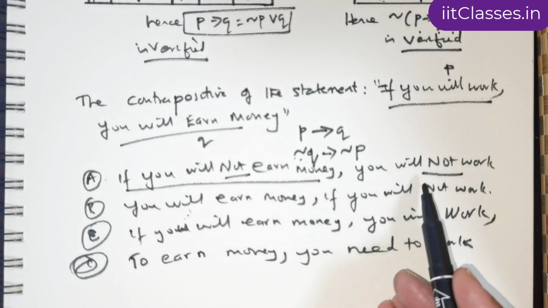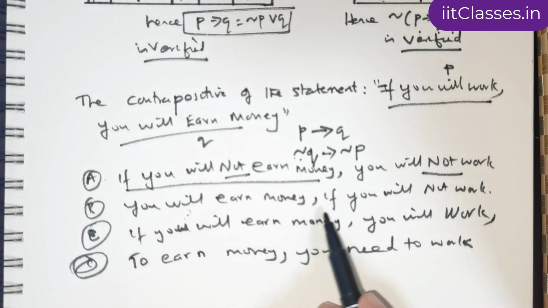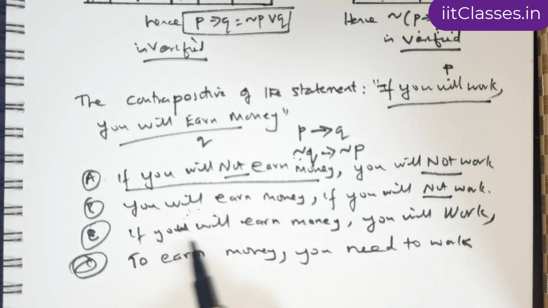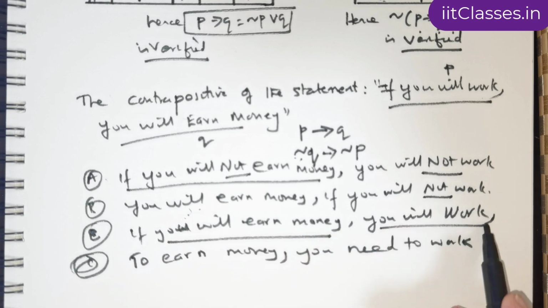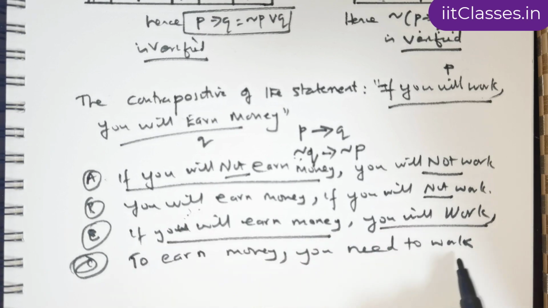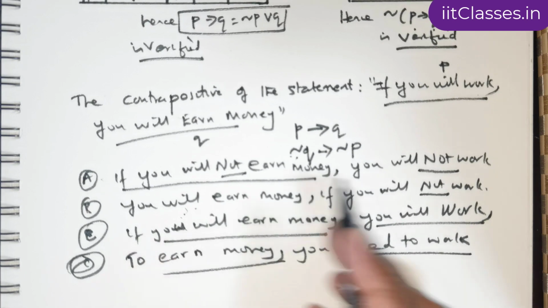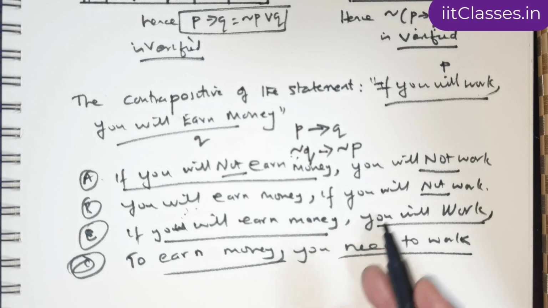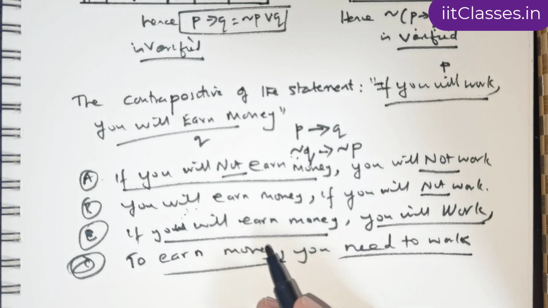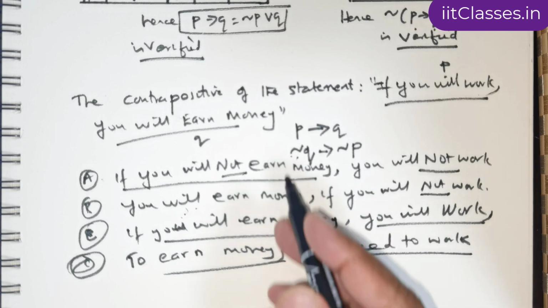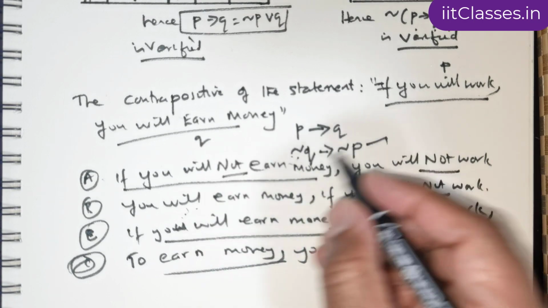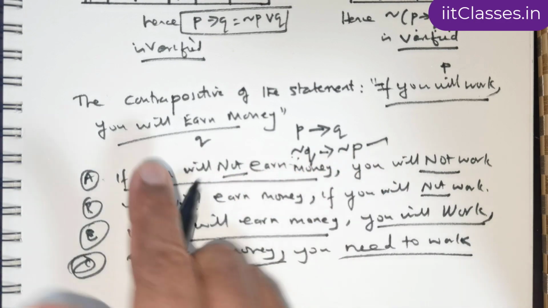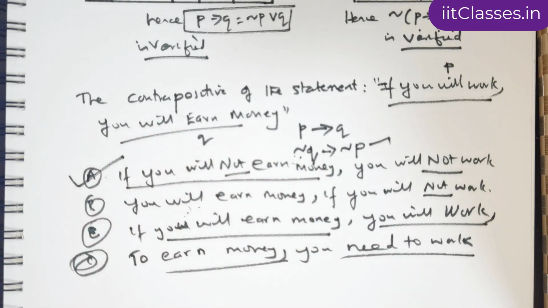The other choices are not right. You will earn money if you will not work: there is no negation here, only negation is present here. If you will earn money, no negation here. To earn money, you need to work. No negation. Of course, all of these have got a meaning and understanding, but meaning and understanding alone is not sufficient for us to get the solution. We need logic. This logic has to be obtained, and this logic is only present in A. So A is the right solution.